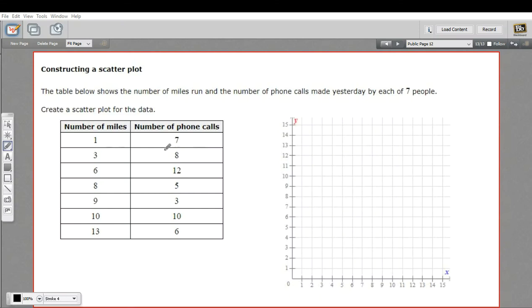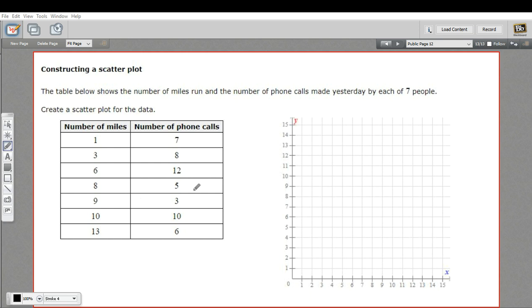In this problem, we have a table of some data. In this case, it's the number of miles that someone has run and the number of phone calls that someone made in a particular day. And we are being asked to create a scatter plot for the data.